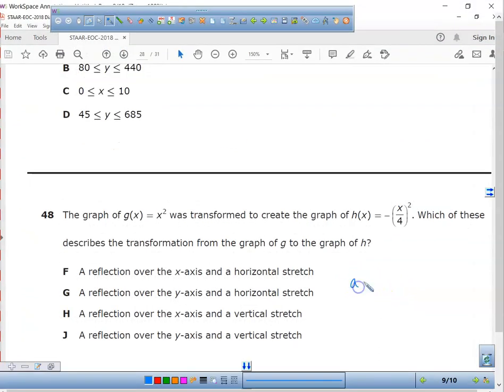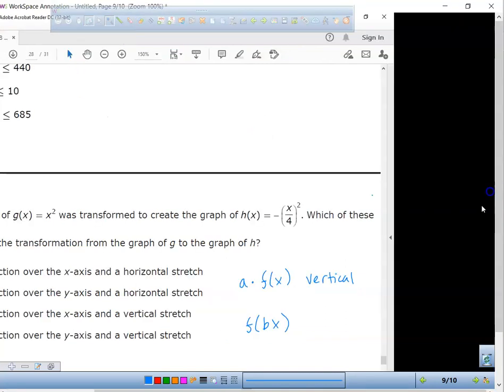I want you to see the difference between a times f of x and f times b of x. What we have is we have it on the inside, not on the outside. If a is on the outside, if there's a number that's on the outside, we call that a vertical. Okay? That's a vertical stretch or a compression, also known as a shrink.